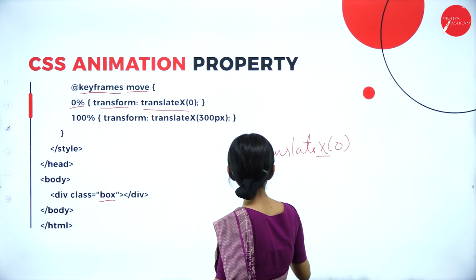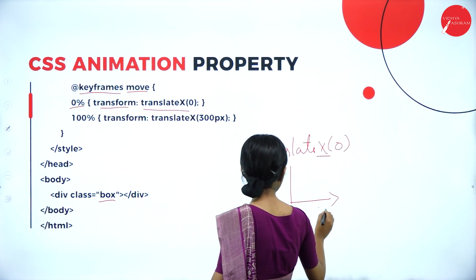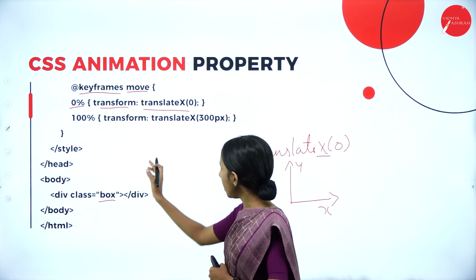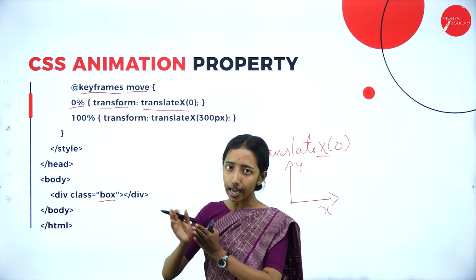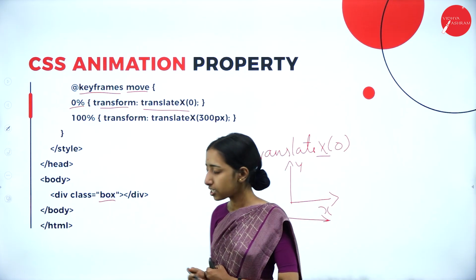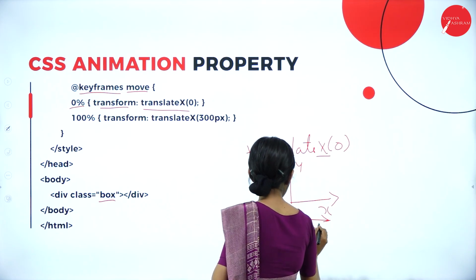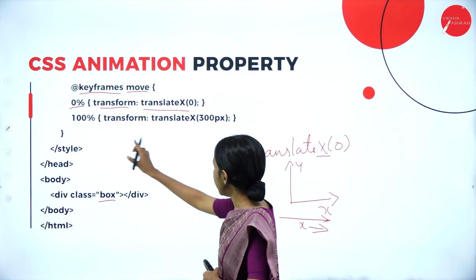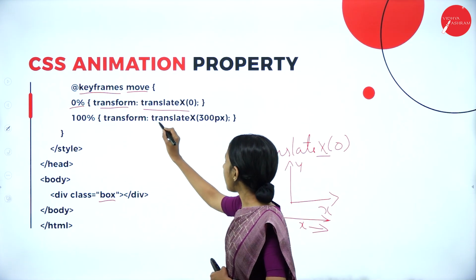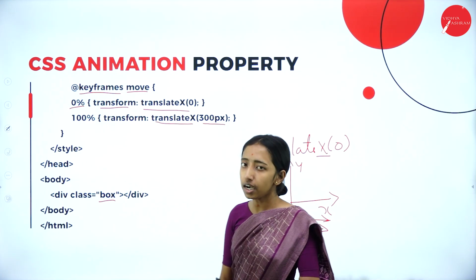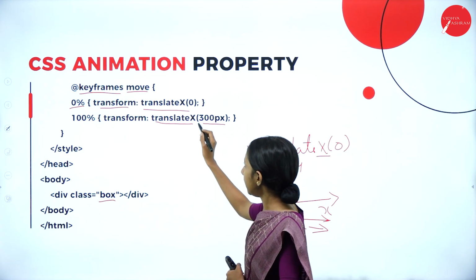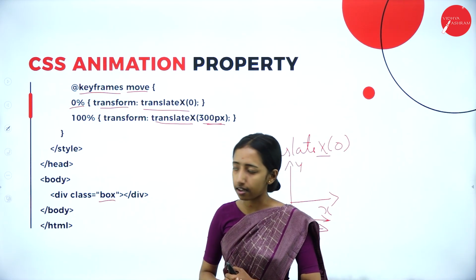Here X means the x-axis. If it is Y, it means the y-axis. So I am saying translate along the x-axis, which means the box will be moving in the x direction. And at 100%, at the end, transform translateX with 300px. So I am saying translate along X at the end by 300 pixels.